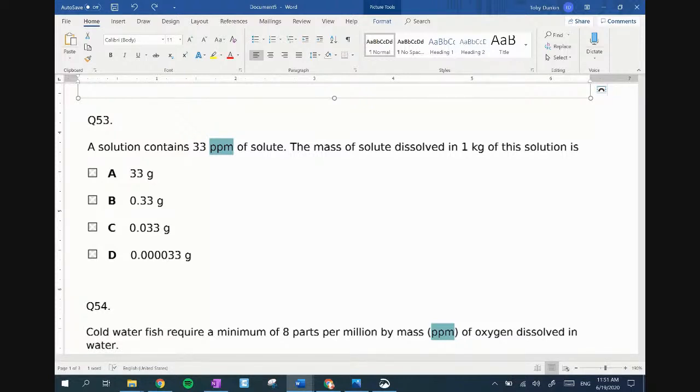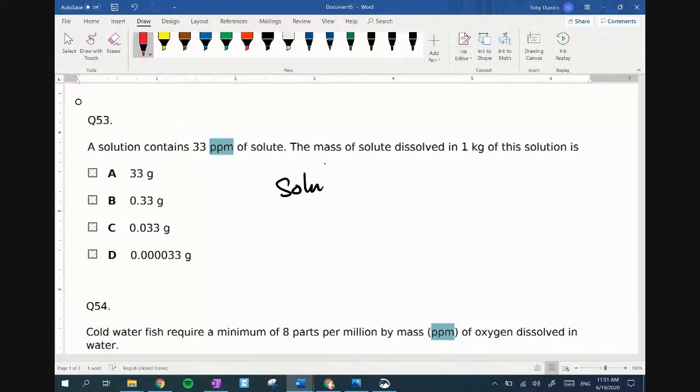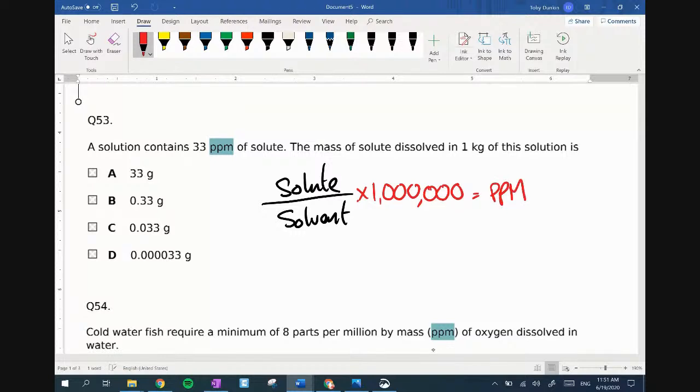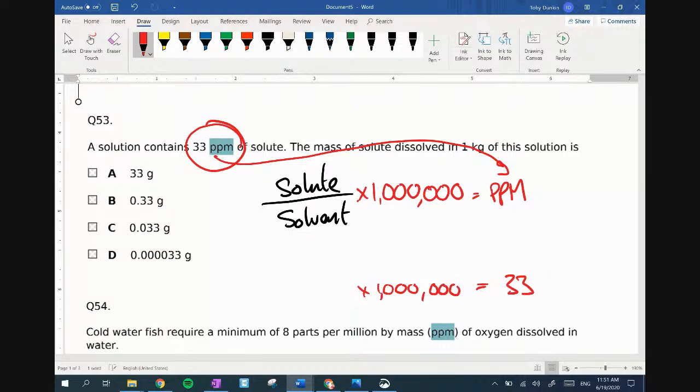So, solute. Let's switch it up and do solute over... I don't like these words because if you get a gas, well, here, the oxygen one's about to appear, by the way. There you go. Times a million. I've no idea why it just changed color on me. So equals PPM. Now this one, they've given us the PPM, so that's going to drop in down here at 33. The million, of course, still stands.